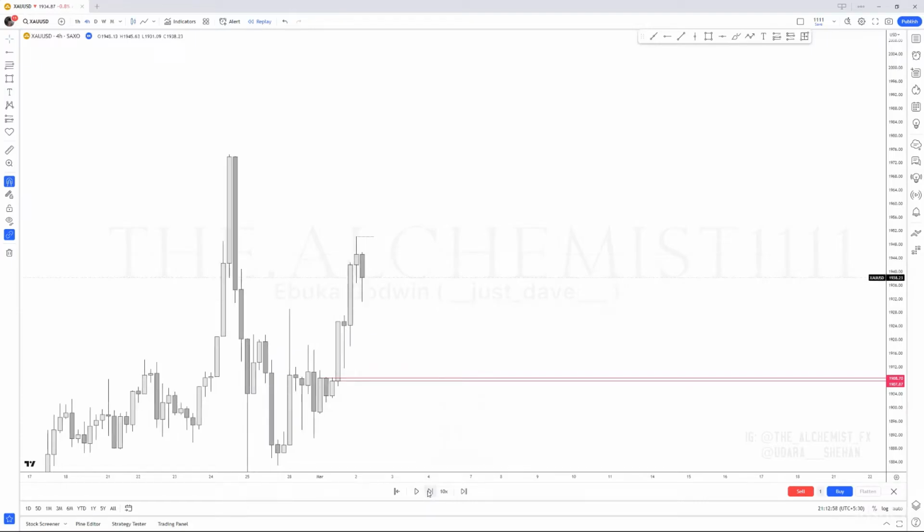Okay, first one, it made a drop. Now remember, we're expecting this high to get taken out sooner or later. And one important thing to note here is what?